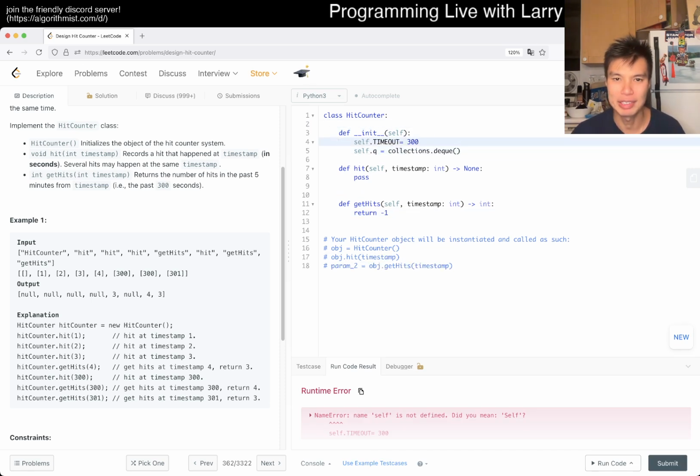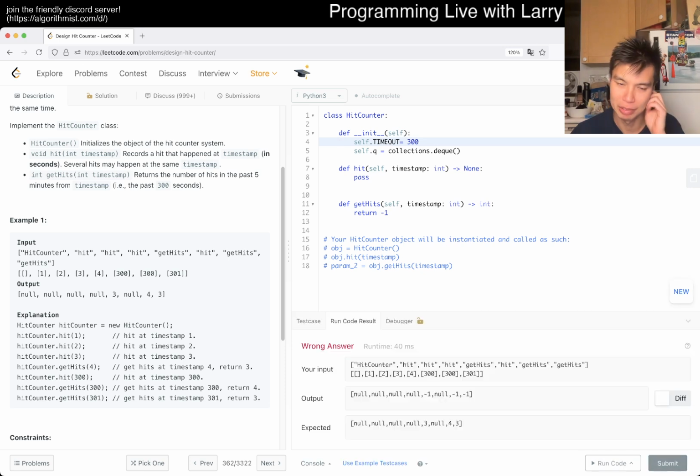It's kind of weird, because I want it to be a constant, but I always forget certain things from syntax. But yeah, in here we have a hit. We do self.q.append(timestamp), and that's pretty much it. It depends on where you want the amortization to happen. So maybe we can have it here.